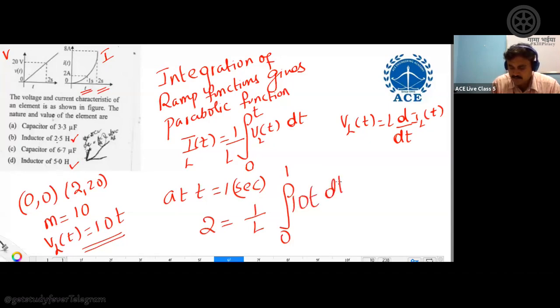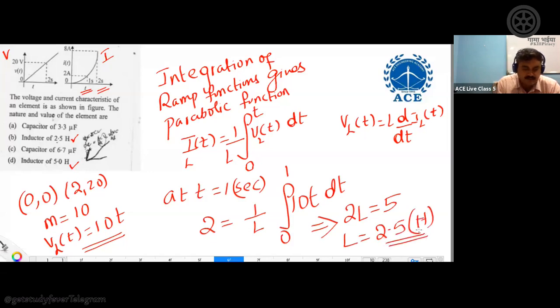That's all. That means what you will get? 2 into L, you will get it as 10, which you can bring outside, integral of t will be t square by 2. So you will get 5. So the value of L will be 2.5 Henry. That's all. So what will be your correct choice? Option B. It is an inductor and its value is 2.5 Henry.